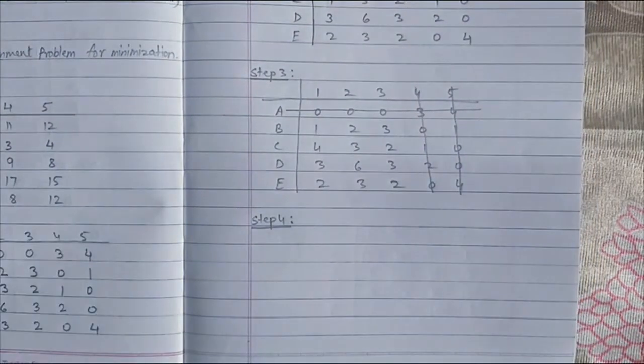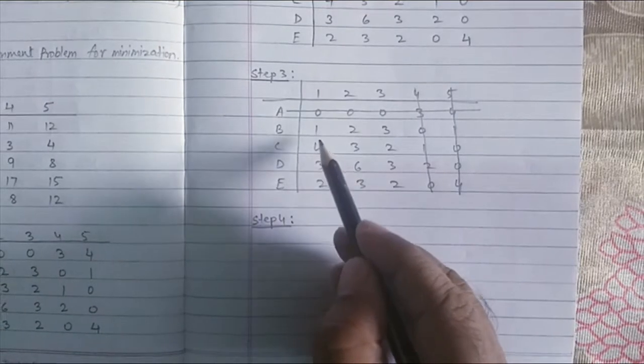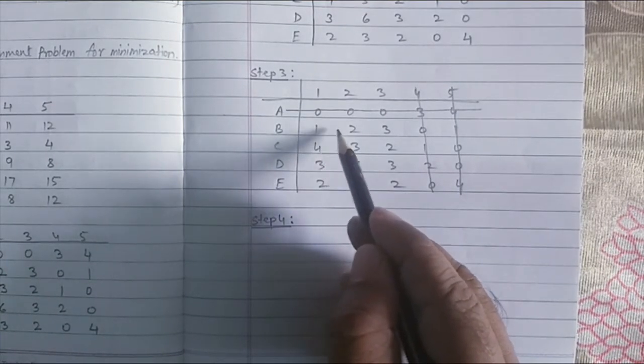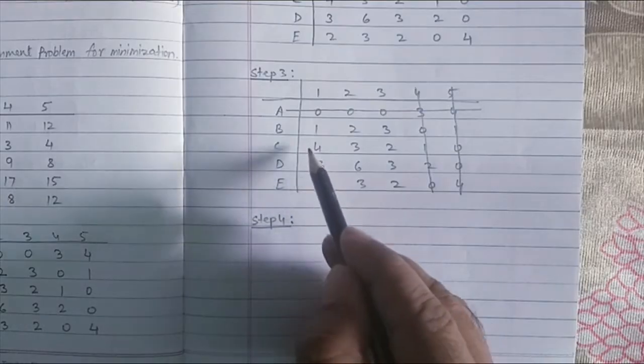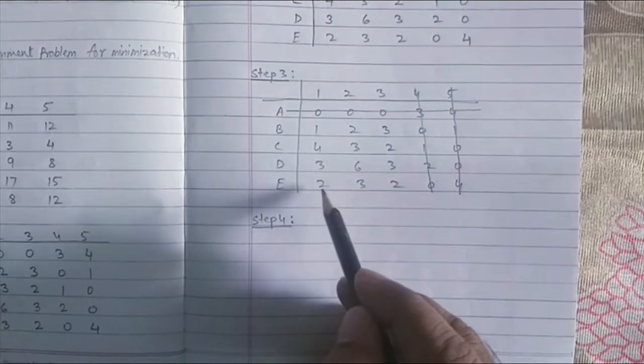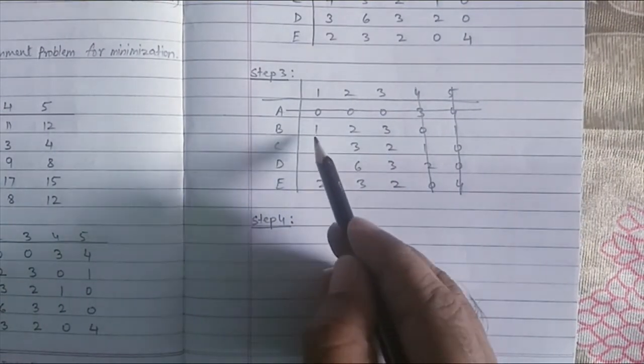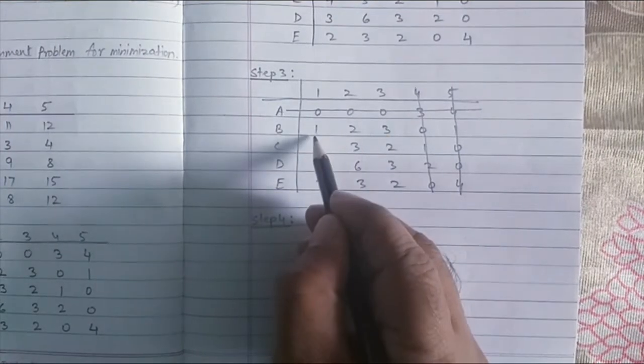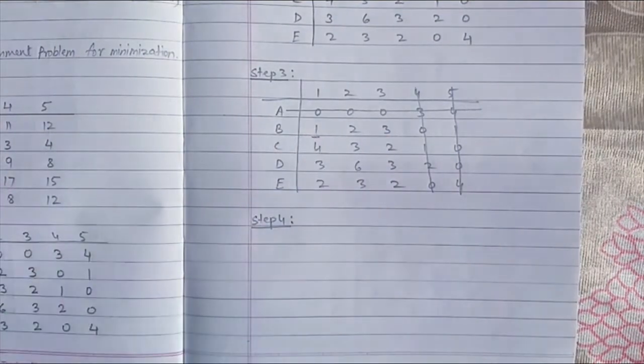Now pay attention to this step. In this step, we find the smallest value from the numbers which are not covered. These are the numbers which are not covered, and the smallest number is 1. So this is my smallest number, 1, which is not covered. This number I'll be using for my further calculation.